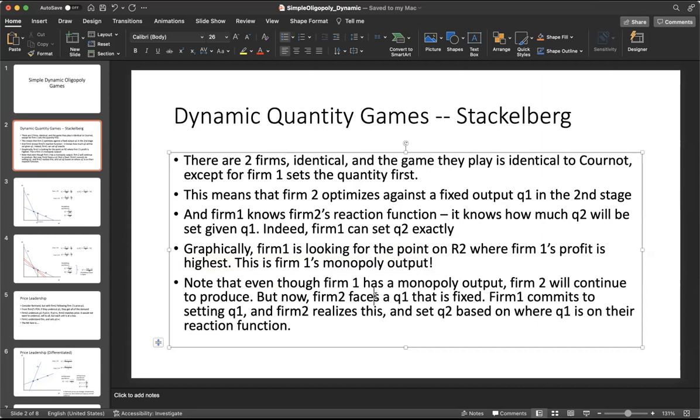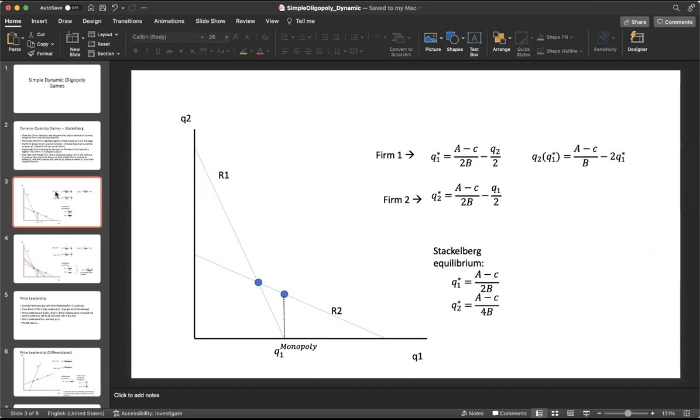Typo. Firm 1 commits to setting Q1, and firm 2 realizes this and sets Q2 based on where Q1 is on the reaction function. So let's look at this one first. This is just the usual picture of the two reaction functions. This is firm 1's reaction function, and this is firm 2's reaction function. Everything is the same. Costs are the same. They're both facing the same market demand, which is just A minus BQ.